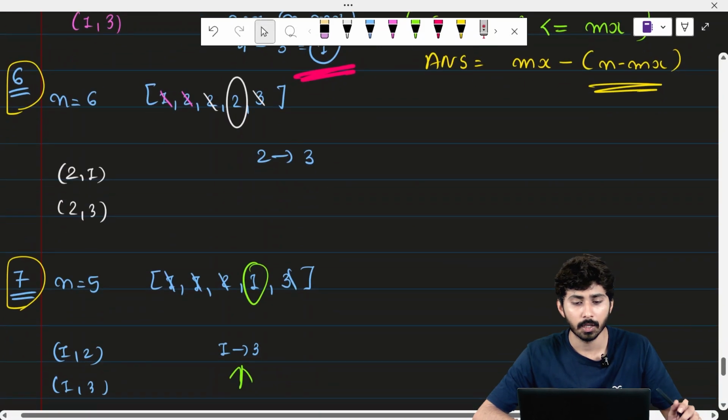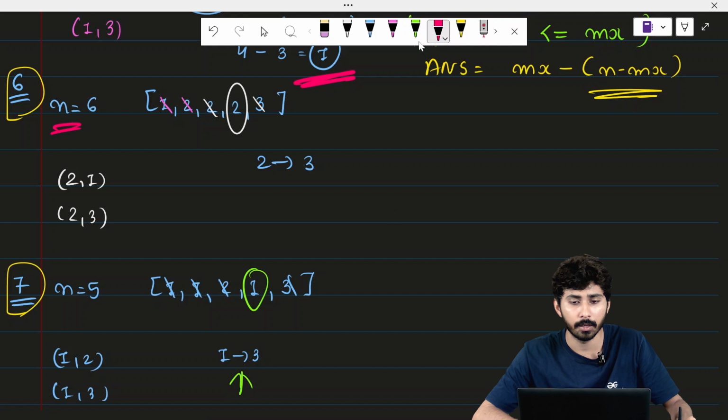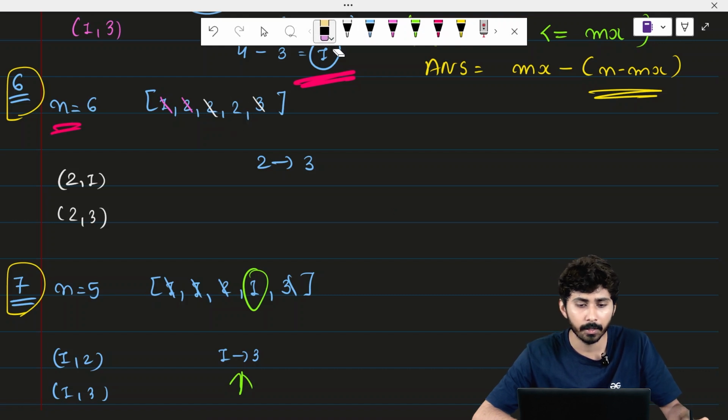Okay, so now let's see one more example. N is equal to 6. Here, what is the dominating number? 2 is the dominating number. Okay. N by 2.